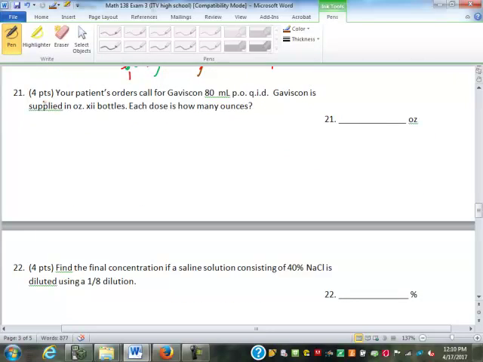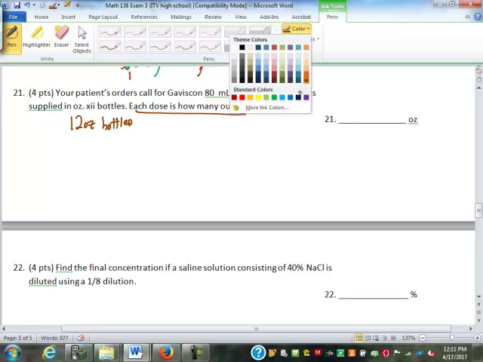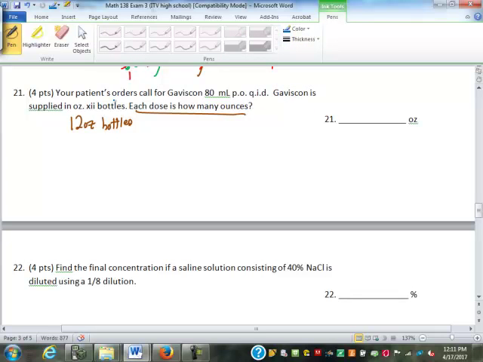Okay, your patient's orders call for Gaviscon 80 milliliters by mouth QID. Gaviscon is supplied in OZXII, that's 12-ounce bottles. Each dose is how many ounces? Well, here is one where the 12-ounce means nothing because that's just the size of the bottle. We're prescribed 80 milliliters.